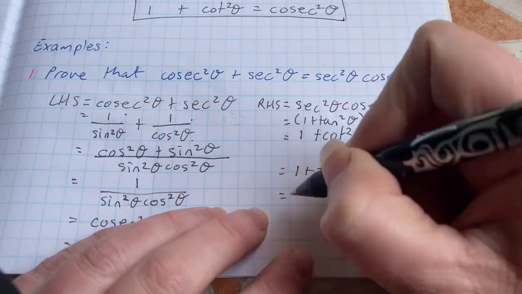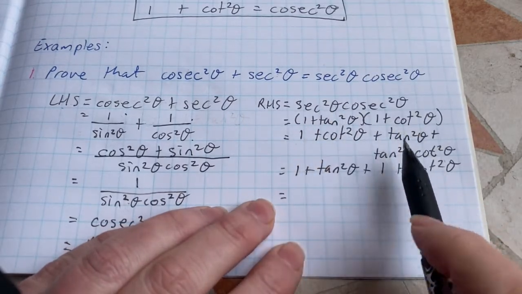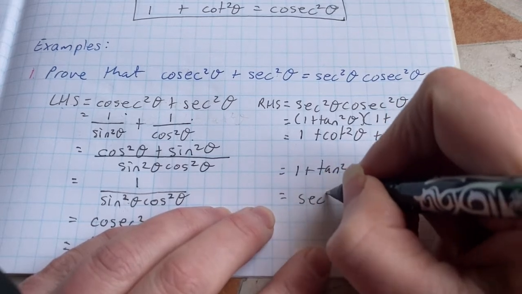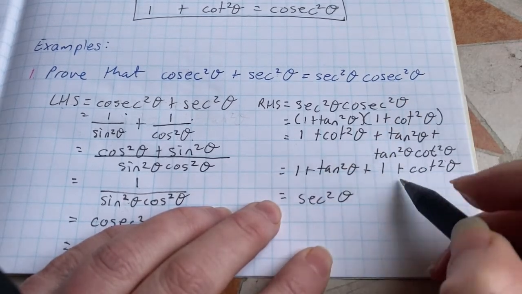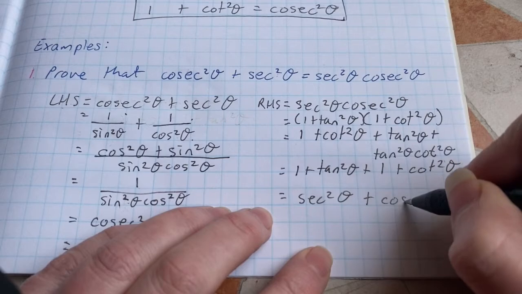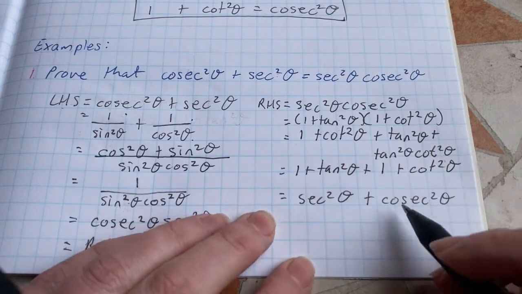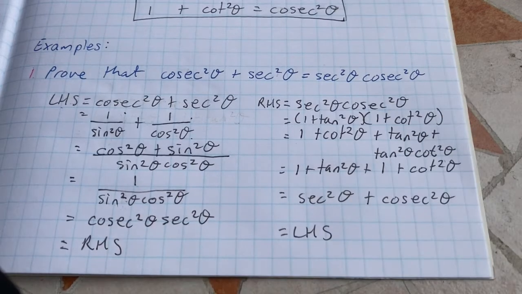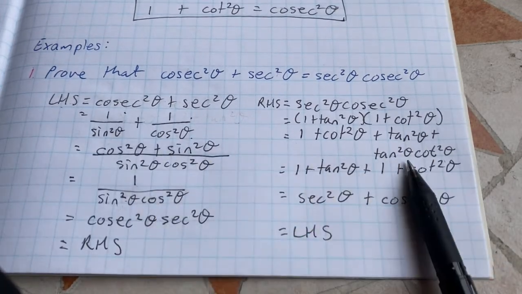And now I'm just going to use those identities again. I know that 1 plus tan squared is sec squared, so this here is sec squared theta. And 1 plus cot squared, well, that's cosec squared theta. And that is equal to my left-hand side, so equals left-hand side. So you can see either of those methods are completely fine.